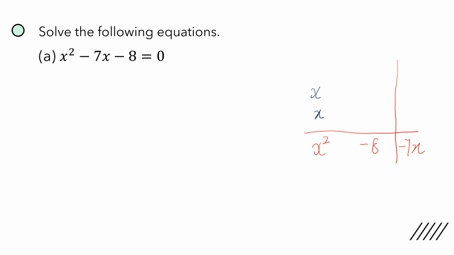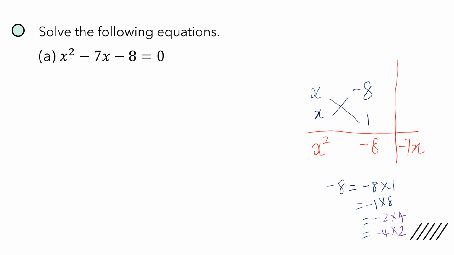For this -8, you can have -8 times 1, or you can have -1 times 8. You can have negative 2 times 4 or negative 4 times 2. Basically you just need to try and error, see which one fits. So let's try to use negative 8 and 1.